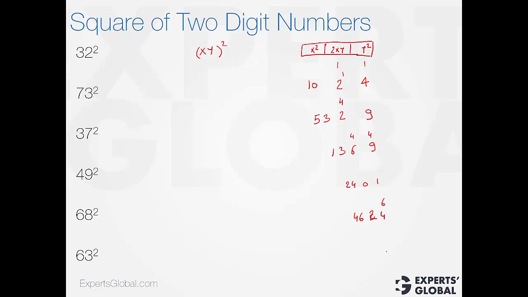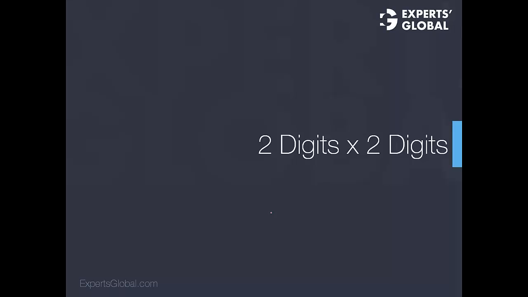63 square. 3 square is 9, no carry. 2 into 6 into 3 will be 36, so 6, 3 carry. 6 square is 36. 36 plus 3 carry becomes 39. Answer is 3969. Let's move to the next concept.